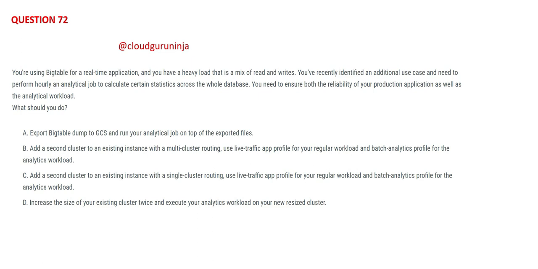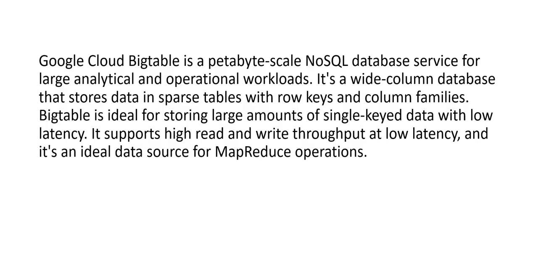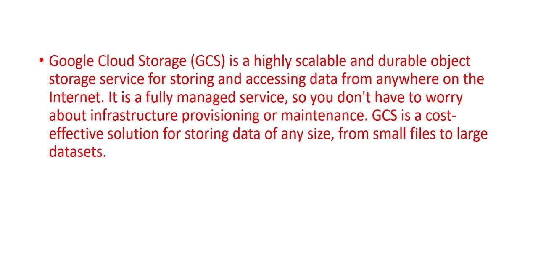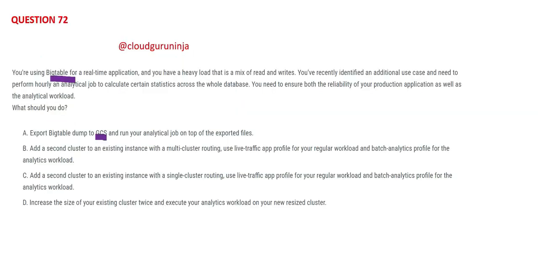So before I explain this question, a few keywords that you need to know. First is Bigtable. What is Bigtable? It is a petabyte scale NoSQL service, NoSQL. So this is similar to AWS DynamoDB. Then you need to know what is GCS. This is Google Cloud Storage. That is object storage. In AWS we have S3. Similarly here we have Google Cloud Storage to store objects, files, documents, anything.